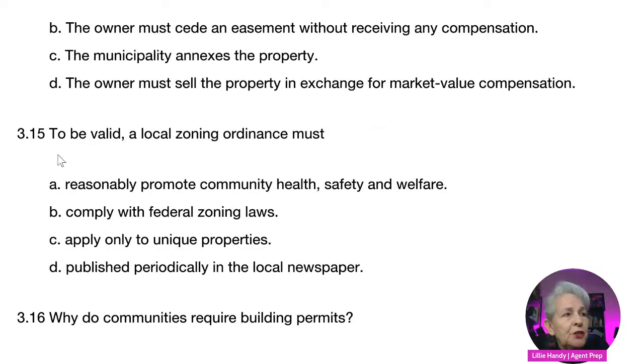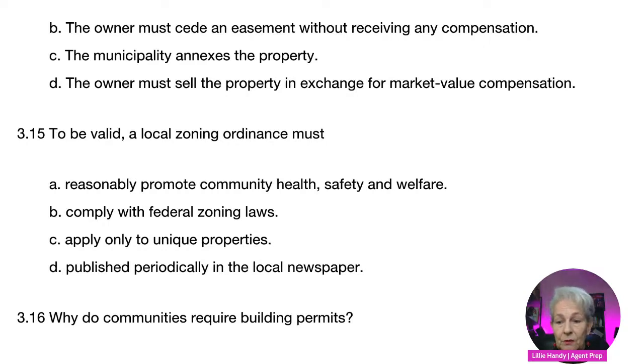Okay, number 15. To be valid, a local zoning ordinance must, okay, this is a must, so one of the answers is A, reasonably promote community health, safety, and welfare. B, comply with federal zoning laws. C, apply only to unique properties. Or D, published periodically in the local newspaper. Well, not a lot of newspaper reading nowadays. So to be valid, a local zoning must do what?